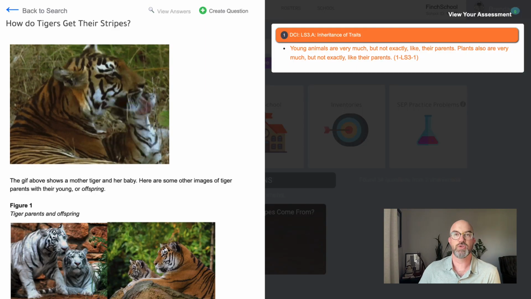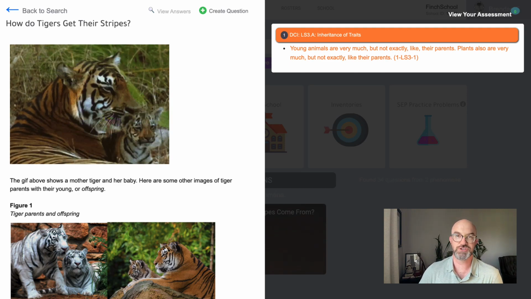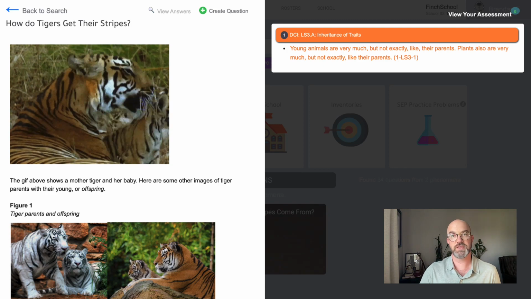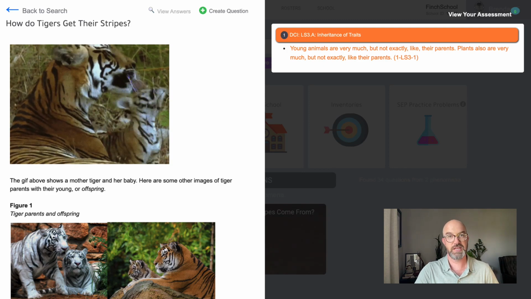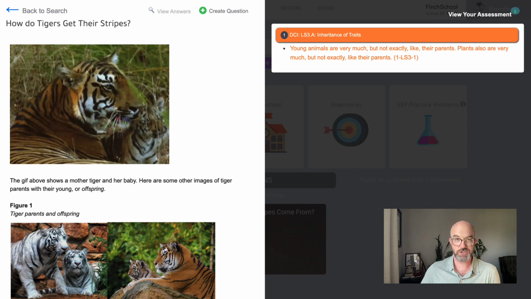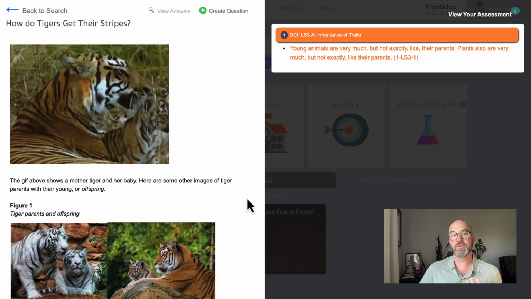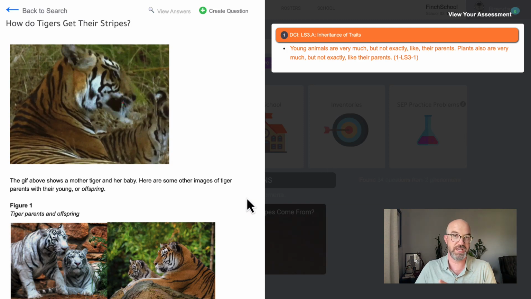So now we're going to take a look at the Inner Orbit site, and we're going to walk through one of our phenomena, and this is how do tigers get their stripes. So the phenomena is the thing that students are taking their understanding from the classroom and applying it to. In this case, students should already have had some instruction around heredity. They should understand basically how this works. And what we give them is an opportunity to take that understanding and apply it.